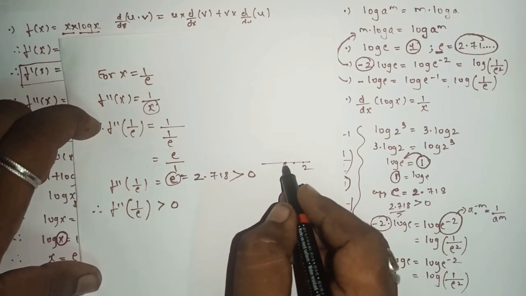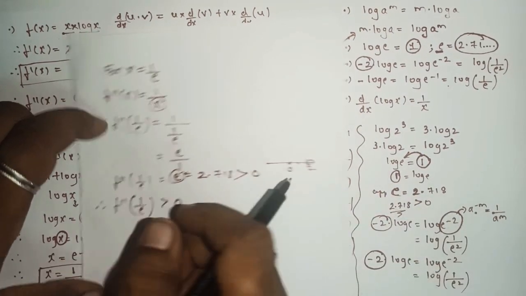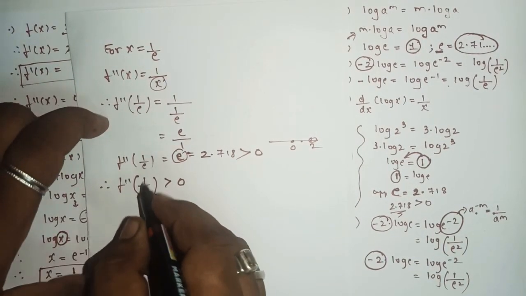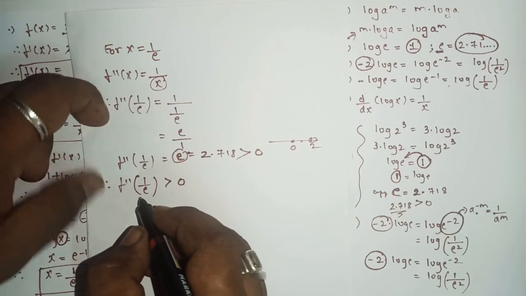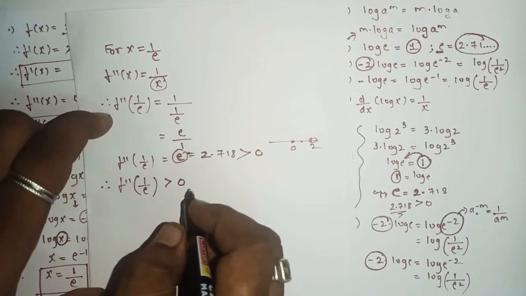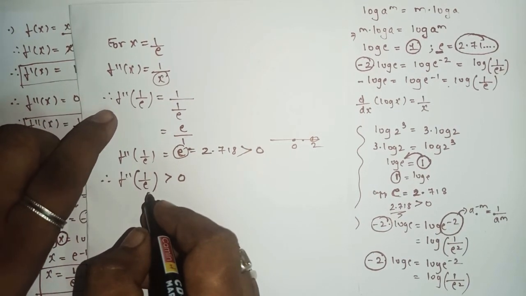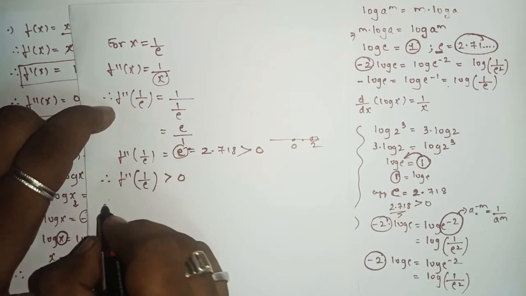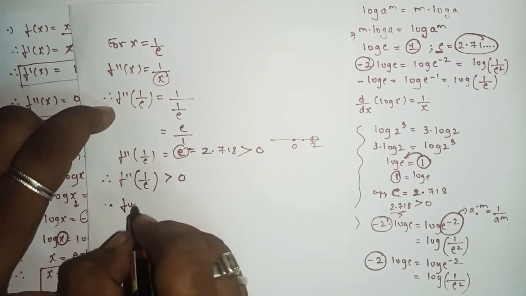Yes or no? So 2 is greater than 0. Therefore, at 1 upon e, when you substitute the value in the second derivative test, here we are getting greater than 0. If it is greater than 0, so here we can write the function.